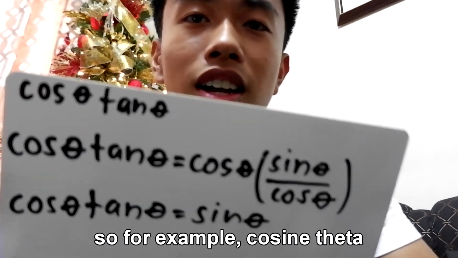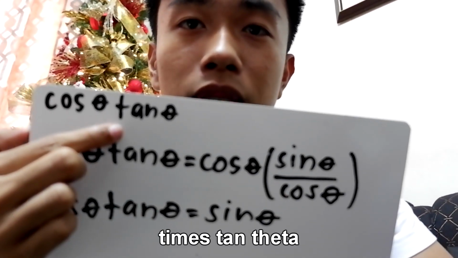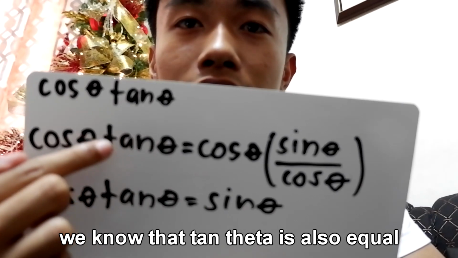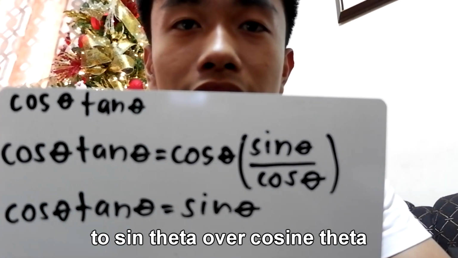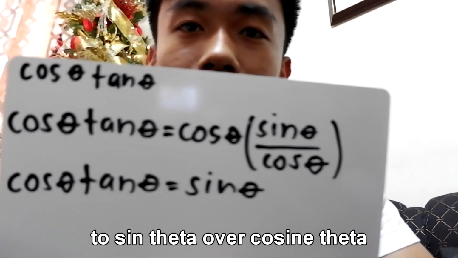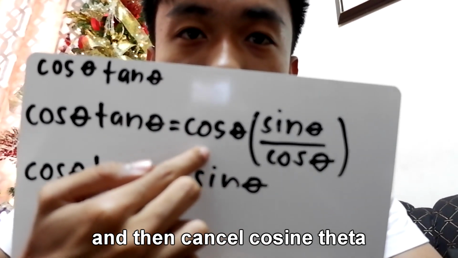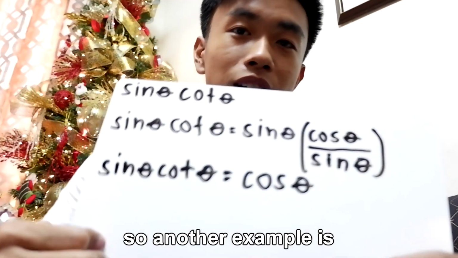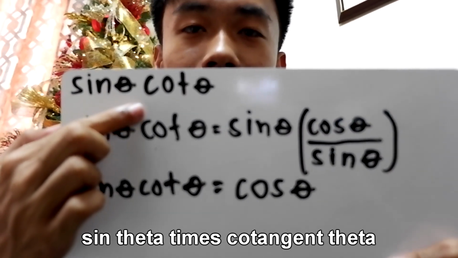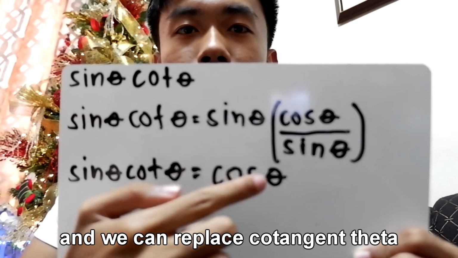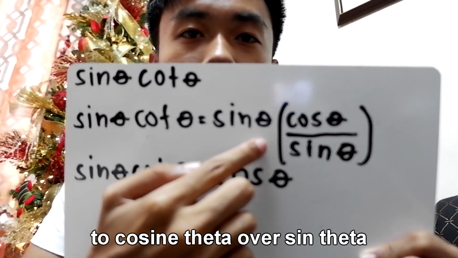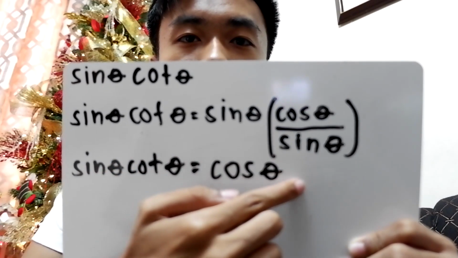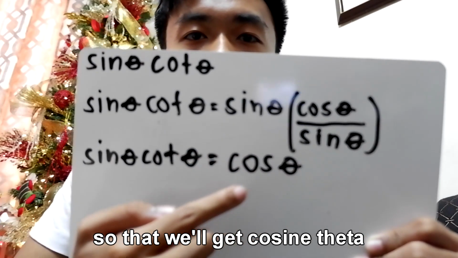So for example, cosine theta times tan theta. To simplify this expression, we know that tan theta is also equal to sine theta over cosine theta, and then we cancel cosine theta, and we get sine theta. Another example is sine theta times cotangent theta. We can replace cotangent theta with cosine theta over sine theta, and we can cancel sine theta so that we get cosine theta.